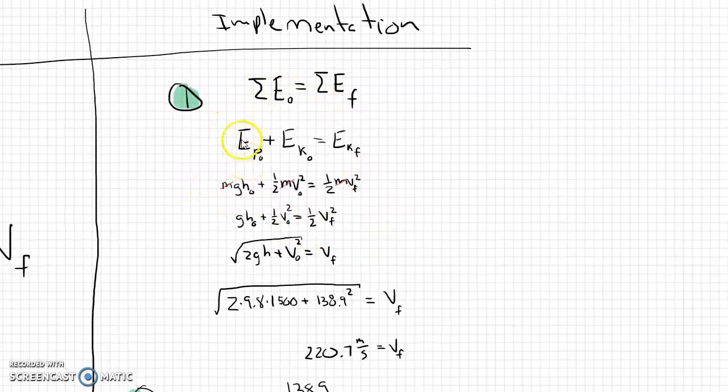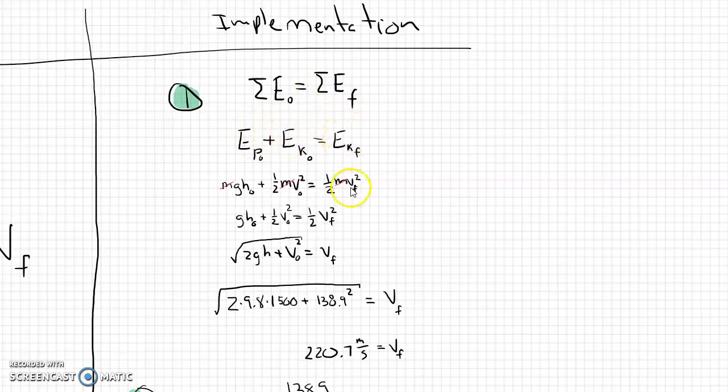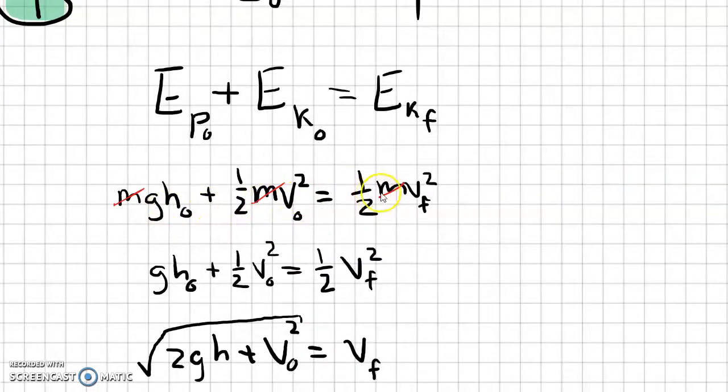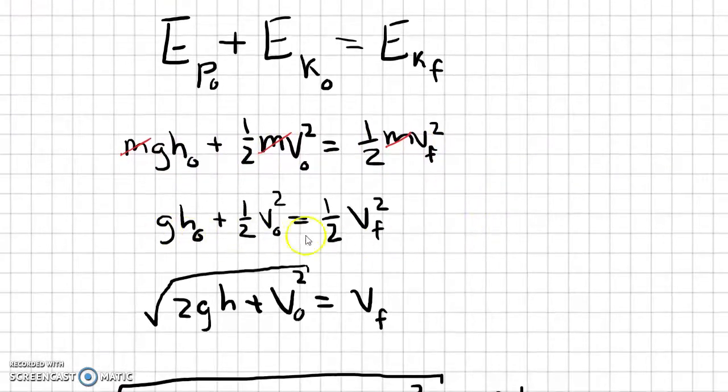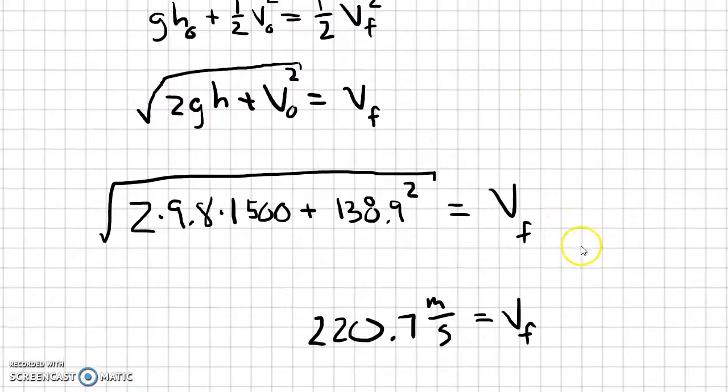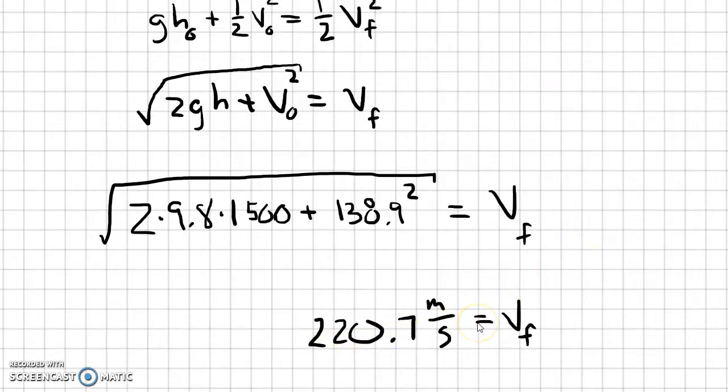once again, my original energy is both potential energy and kinetic energy. My final energy is just the kinetic energy. As we zoom in here, you'll notice that the m's are going to cancel out. It divides out here, and that leaves me with what you see here. My goal here is to get vf by itself, so I'm going to multiply both sides by 2. That's going to get rid of this 1/2, and it'll put the 2 out here, and then I will take the square root of everything, and that's where my square root comes in. When I substitute my numbers in, I end up with 220.7 meters per second.